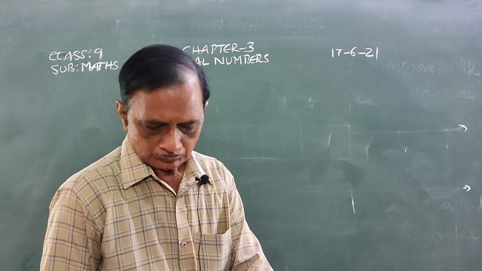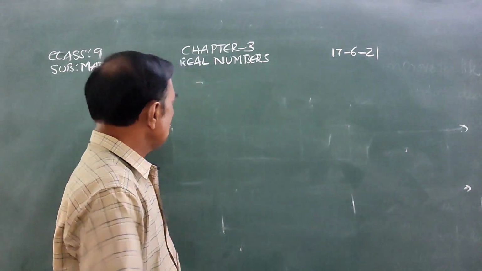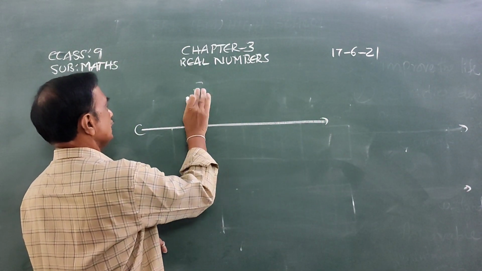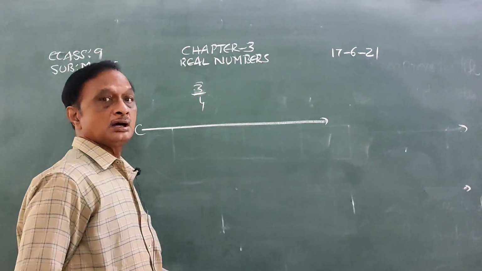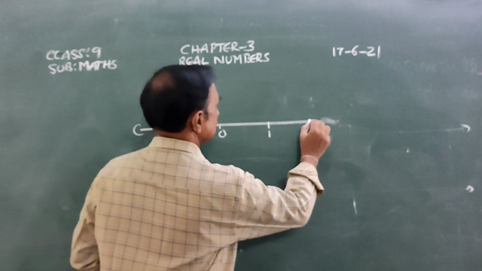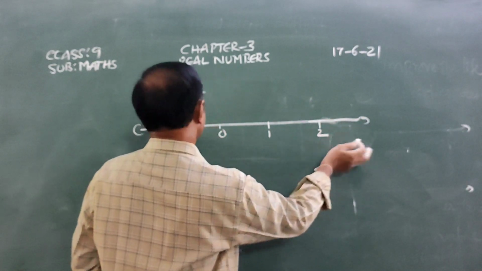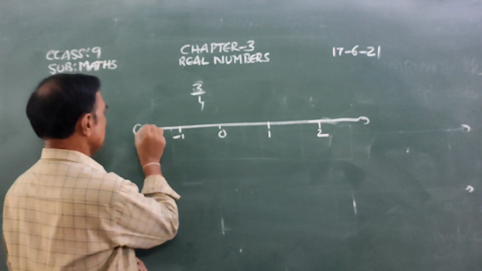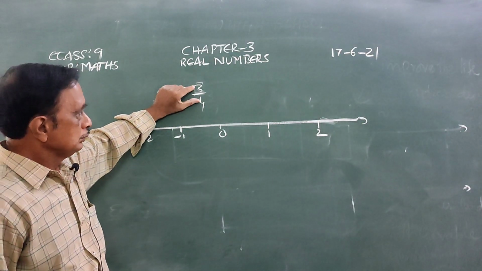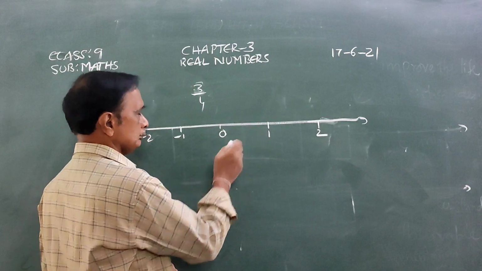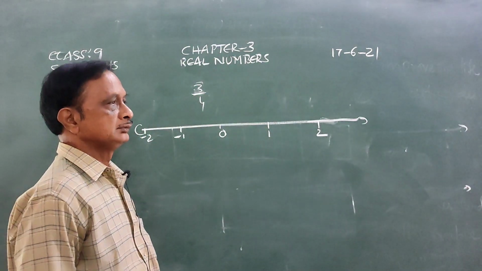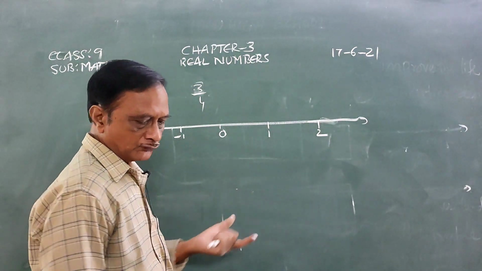Now, how do you represent 3 by 4 on the number line? Draw an integer number line first. 0, 1, 2 and so on, minus 1, minus 2 and so on. 3 fourths is to the right side of 0. Divide each unit into 4 equal parts.